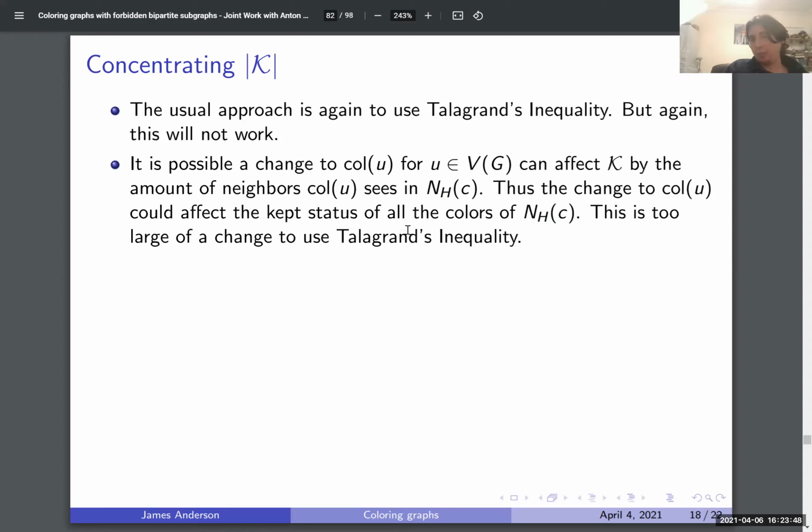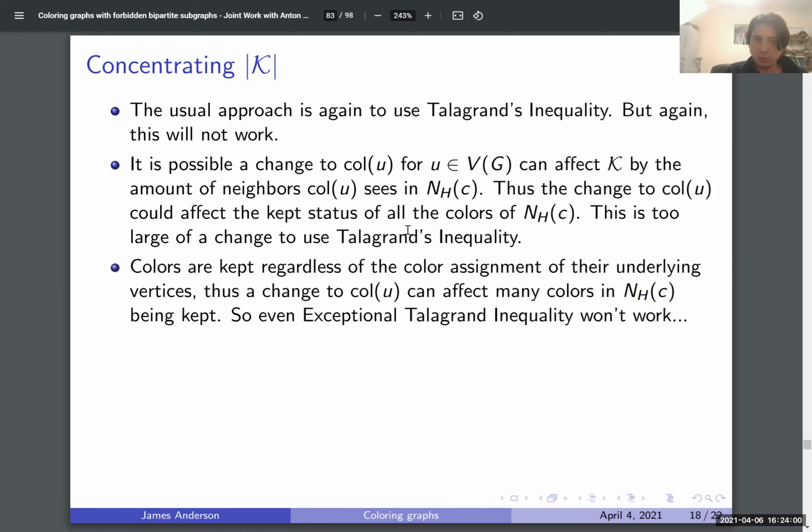Now, this is sort of the same problem that we had with concentrating U, but we were able to get over this problem with U because of the activation. The number of activated vertices was so small. But here, colors are kept or not kept regardless of the color assignment of the underlying vertex. And so a change to the color assignment of U can still affect many colors in the neighborhood of C. So even exceptional Talagrand inequality won't work here, and we'll still need to do something different.